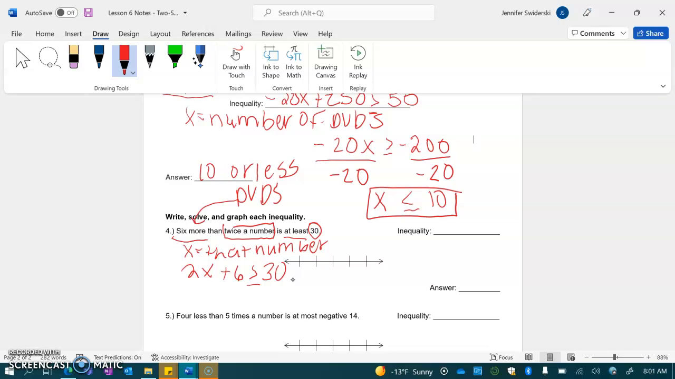Let's go ahead and solve. Subtract 6 on both sides. We get 2x is greater than or equal to 24. Divide both sides by 2, so we know x has to be greater than or equal to 12. If this is 12, 13, 14, my circle is closed, going to the right. So when you see the word inequality, guys, that's always looking for your variable, your inequality symbol, and then your number.